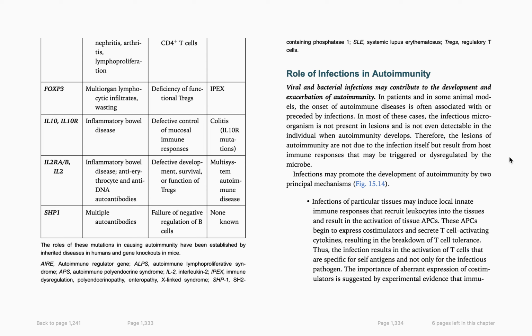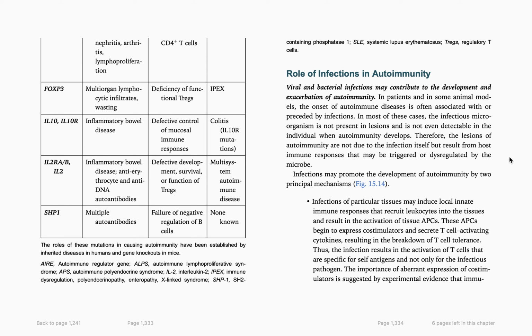Therefore, the lesions of autoimmunity are not due to the infection itself, but result from a host immune response that may be triggered or regulated by microbes. Infection may promote the development of autoimmunity by two principal mechanisms. Infection of a particular tissue may induce a local innate immune response that recruits lymphocytes and leukocytes into the tissue and results in the activation of antigen-presenting cells. These antigen-presenting cells begin to express costimulators and secrete T-cell activating cytokines, resulting in the breakdown of T-cell tolerance.